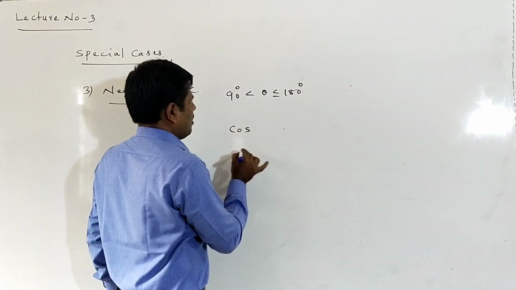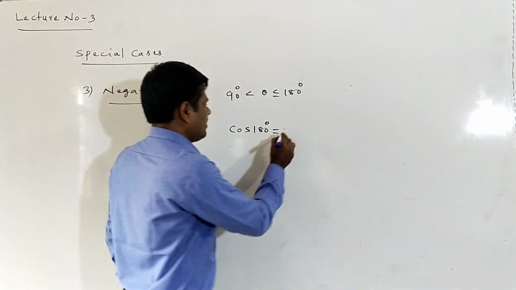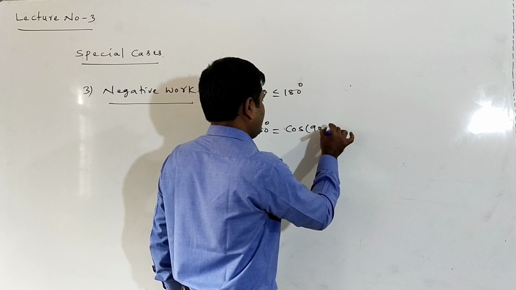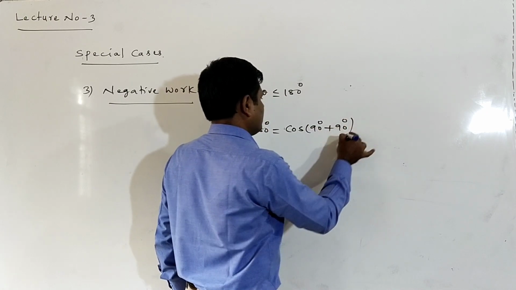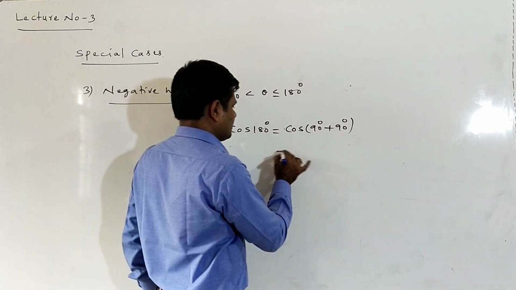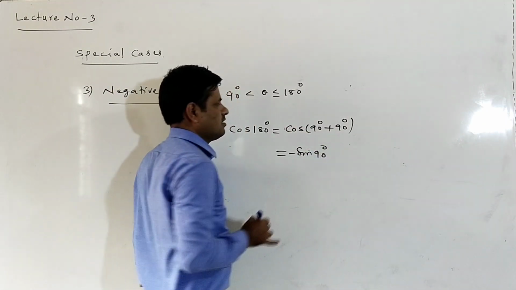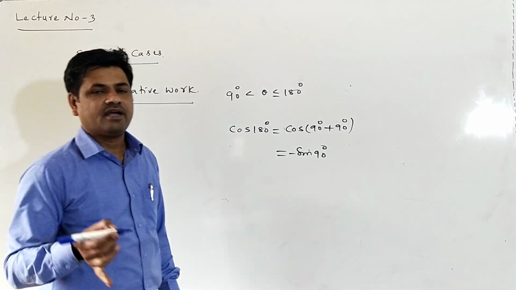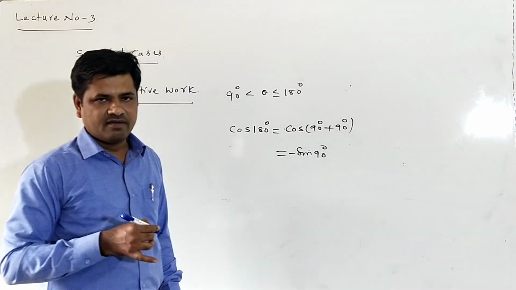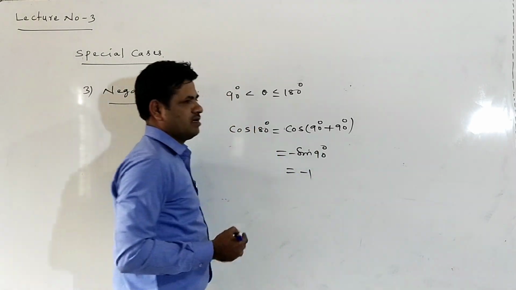Suppose cos 180. Cos 180 can be written as cos of 90 plus 90. Cos(90 + 90) is equal to minus sin 90, because this is in the second quadrant. All Silver Tea Cups, we know that. In mathematics it comes here: minus sin 90. Minus sin 90 means minus 1.